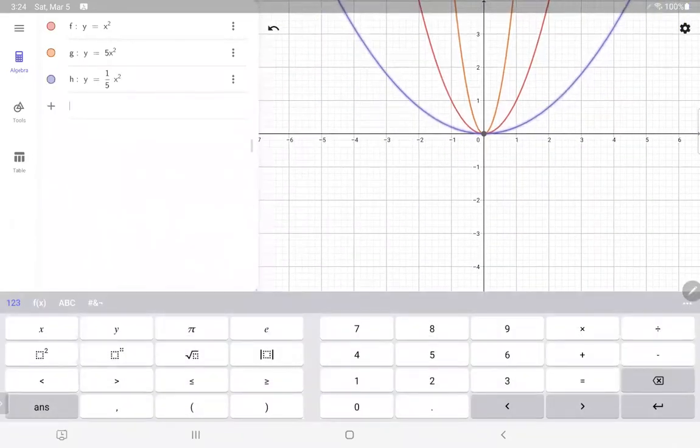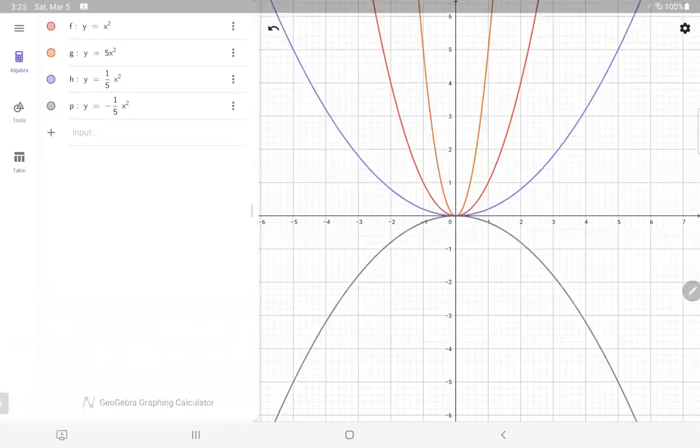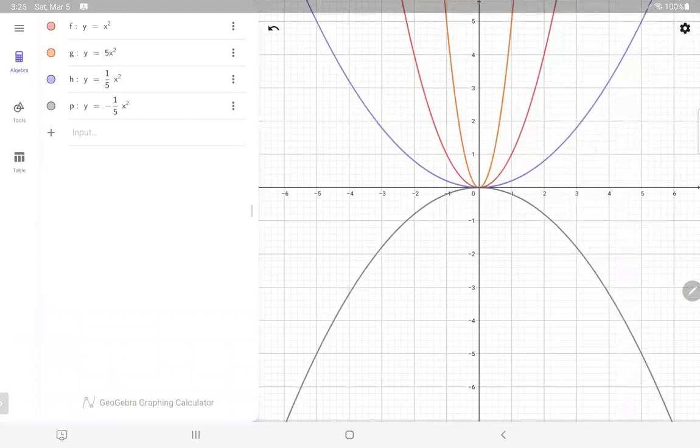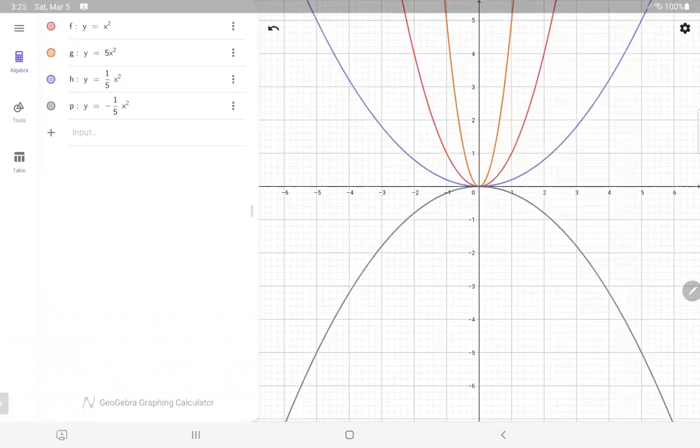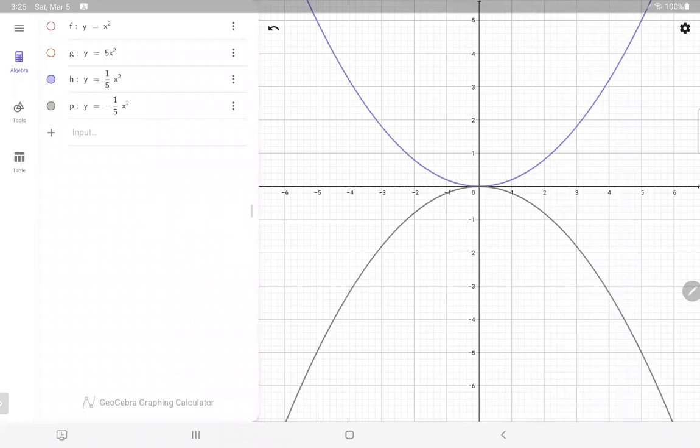Okay, let's see the last one. y equals -5 x squared. So what did we get? It's flipped over. If I just compare these two guys, y equals 1/5 x squared and y equals -1/5 x squared, the first one opens up, the second one opens down.